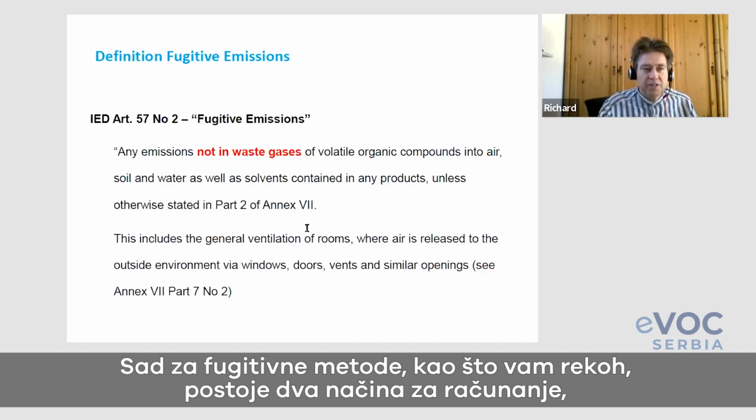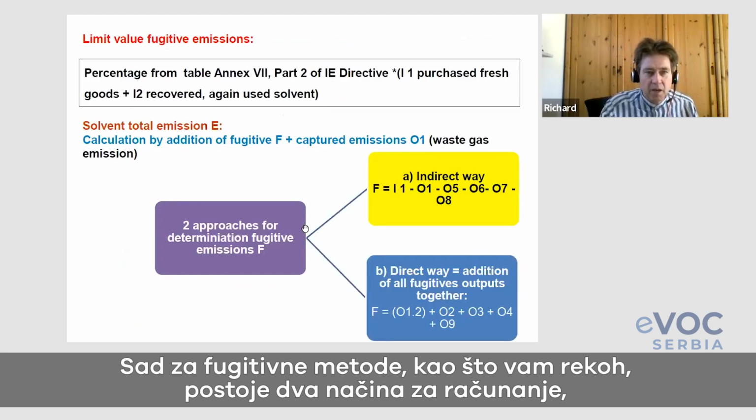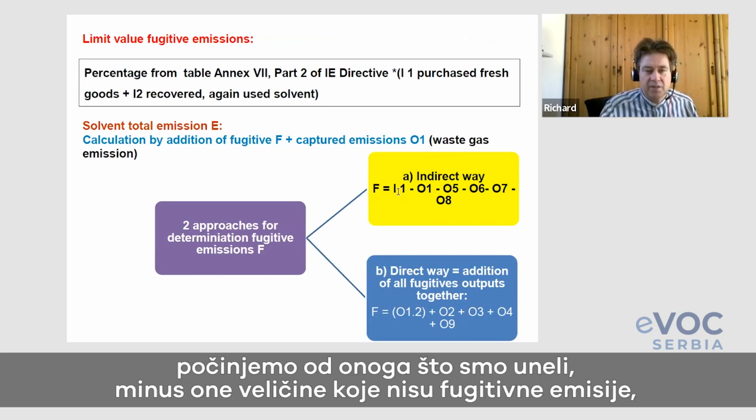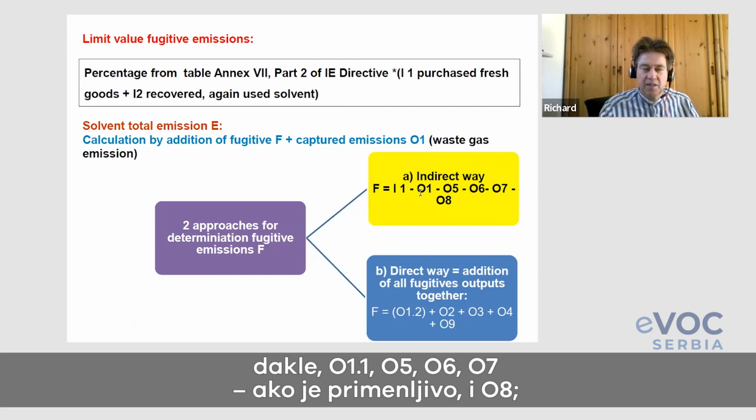Now to the fugitives. There are two ways, as I told you already. This is the indirect way that I recommend. So we start from what we put in minus those sources that are not fugitives. So that is here O11, O5, O6, and O7 if it applies, and O8.